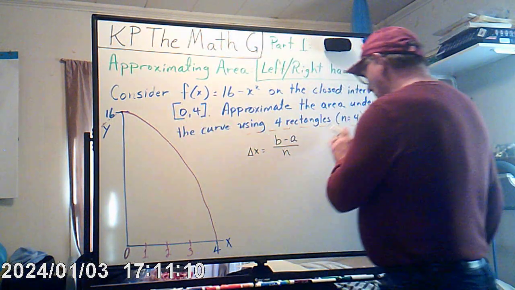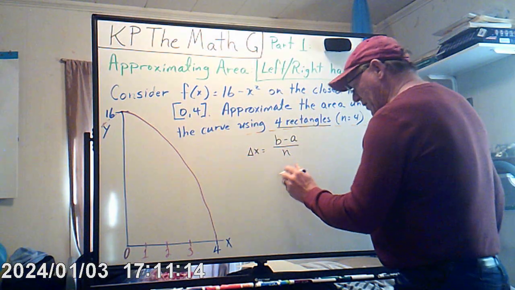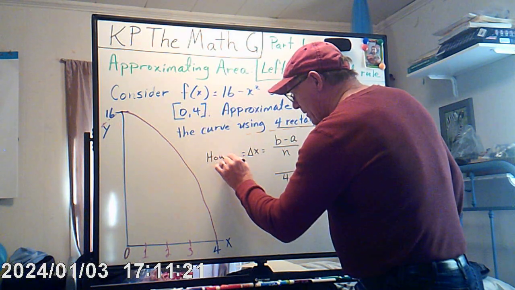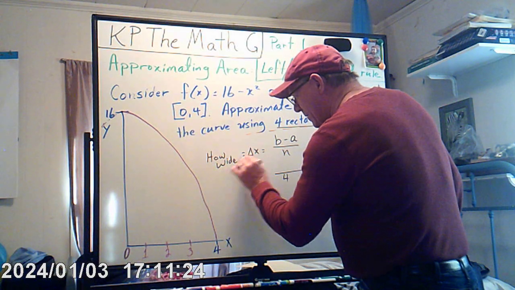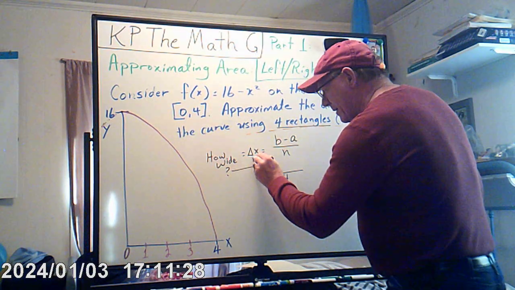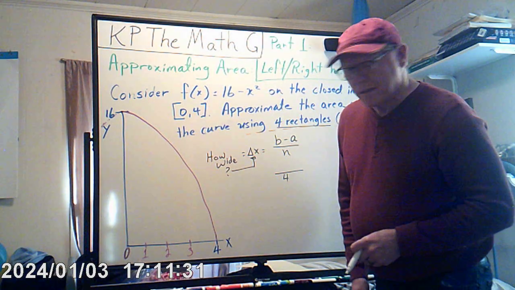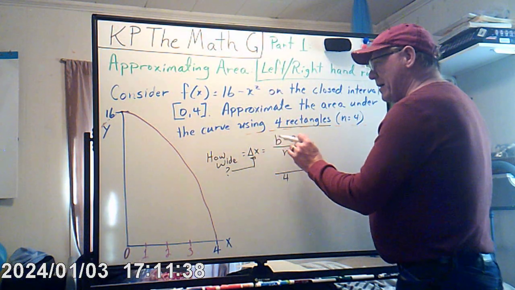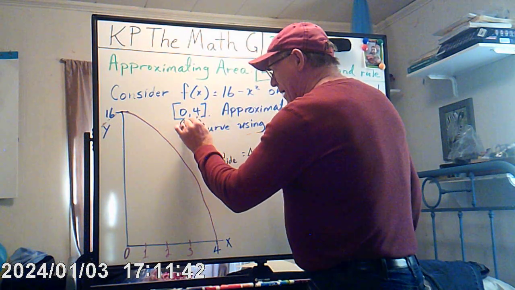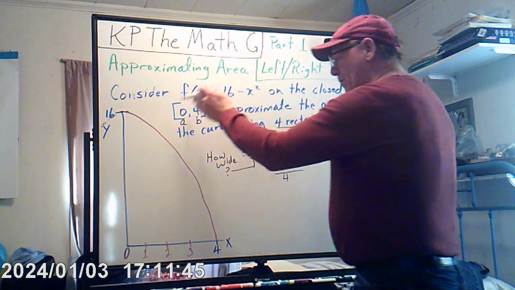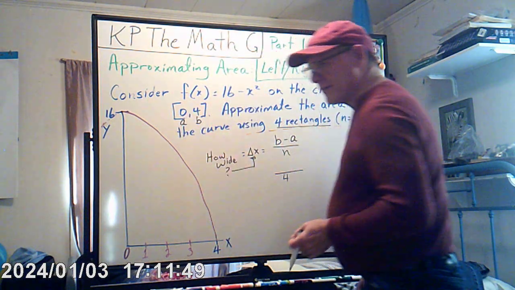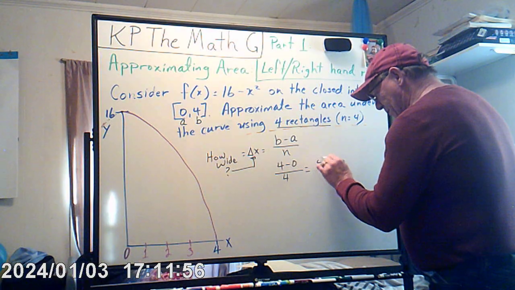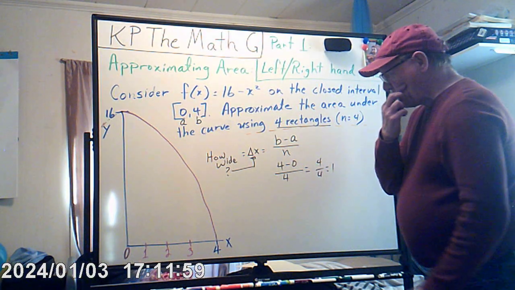We want 4 rectangles. Now, how wide? How wide the rectangles are is always going to be delta x. Since we're putting 4 rectangles in here, we want to figure out how wide they need to be. Now B happens to be 4 and A happens to be 0. If this had been from 1 to 4, B would have been 4, A would have been 1. So (B - A) over N, (4 - 0) over 4, is 4 over 4, which is 1.